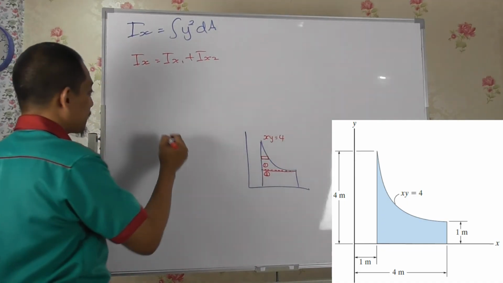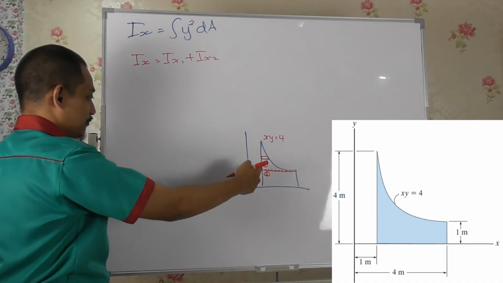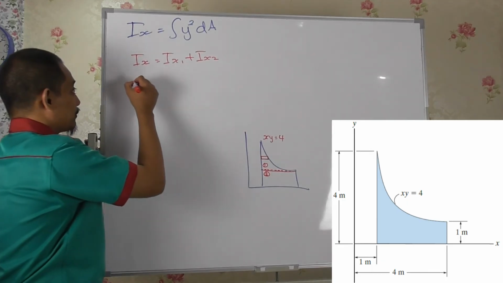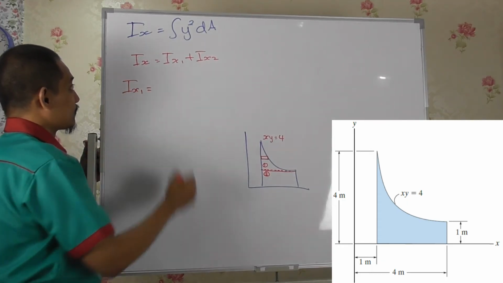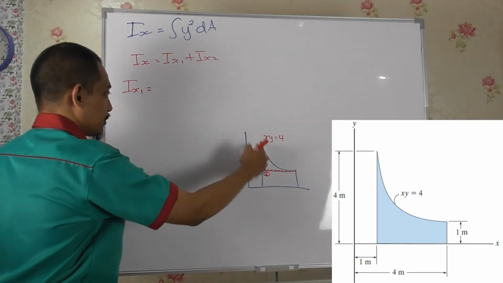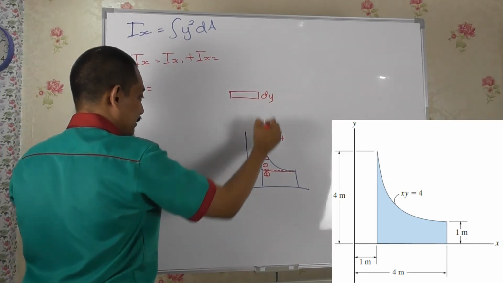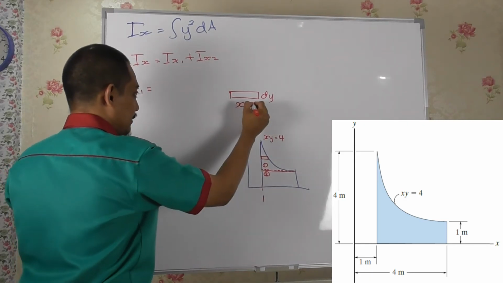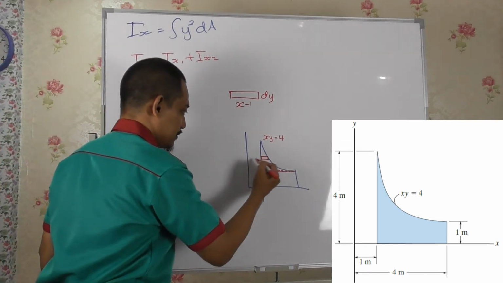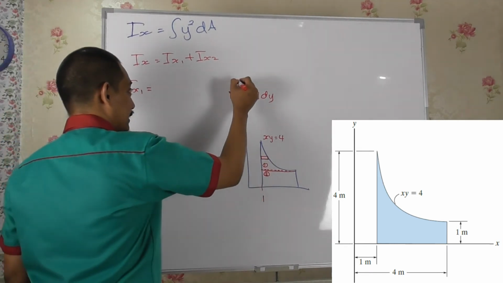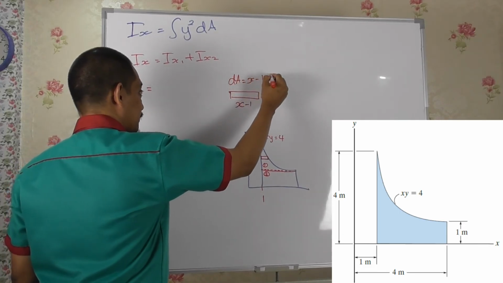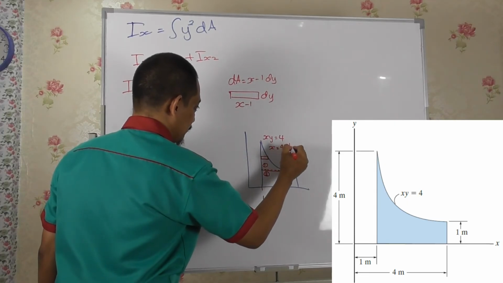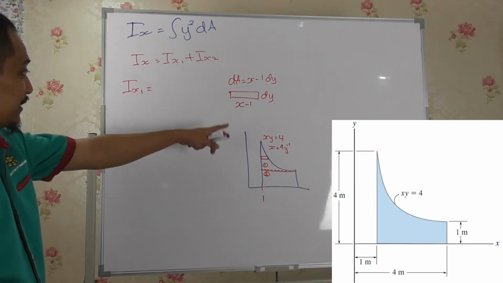For Ix1, because for each of this you have to use this equation here, so for curve 1, that area here will become, this is dy. What is this? It will be x minus, what is this one? 1, so x minus 1. That's the length of this element here, so dA in this case is x minus 1 dy. What is x? x is 4 over y. So plug in there.